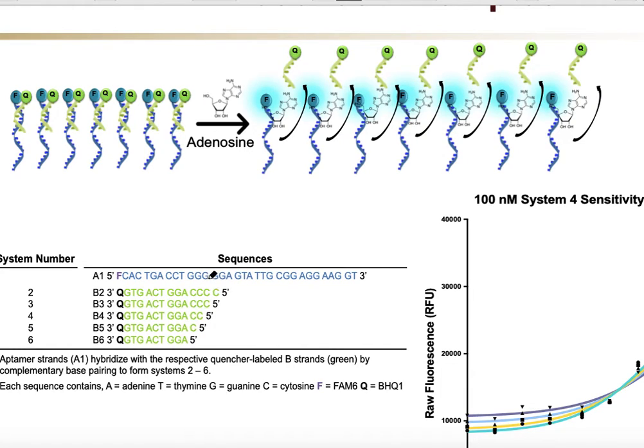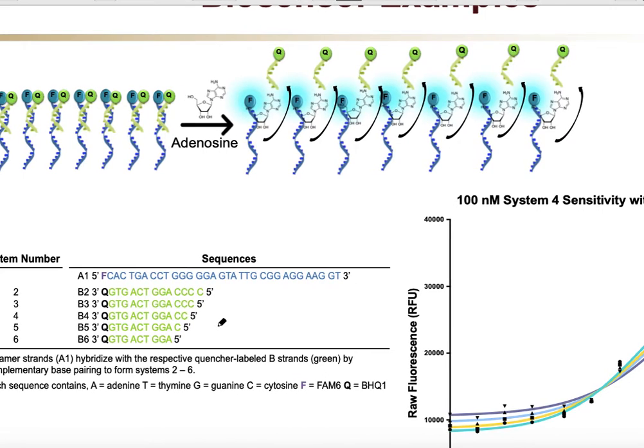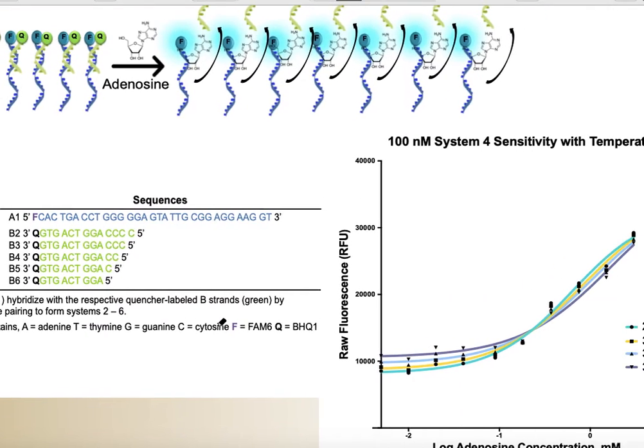If they're too stable, with too many hydrogen bonds, then the adenosine is not going to be able to displace it. But if they are too short, then the melting temperature is going to be too low, meaning the hybridization can be disrupted very easily, and we might get false positives, where in the absence of adenosine, this strand comes off the aptamer strand. We investigated all of these systems, and we found that number 4 was the one that enabled us to detect adenosine at different concentrations.